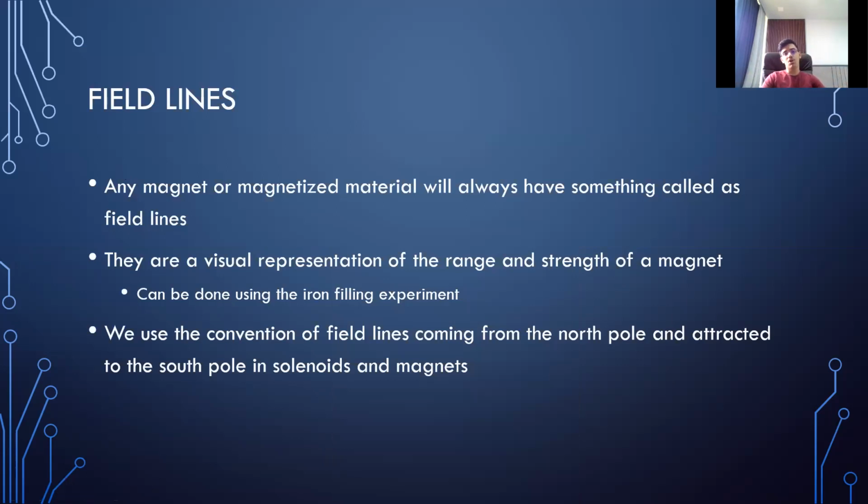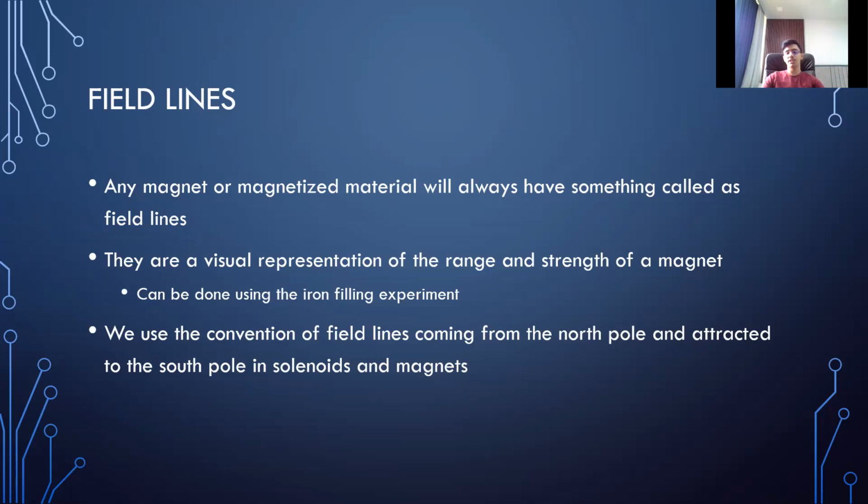Any magnet or any magnetic material will always have something called field lines. If you magnetize an iron core, or if you have a permanent magnet or a magnetite ore, it will always have field lines. They are a visual representation of the range and strength of a magnet. You can demonstrate that by an iron filings experiment.